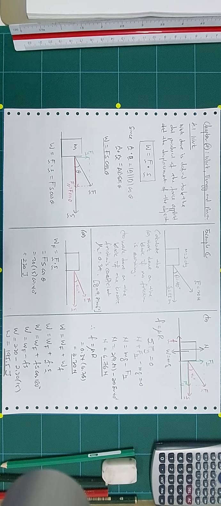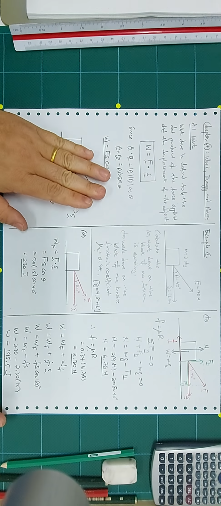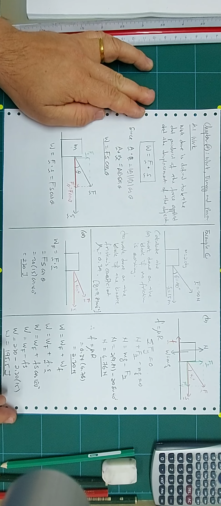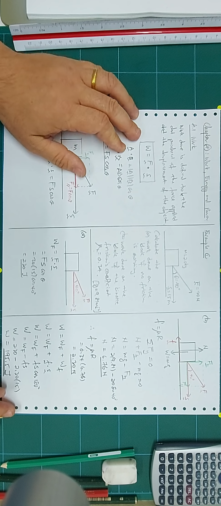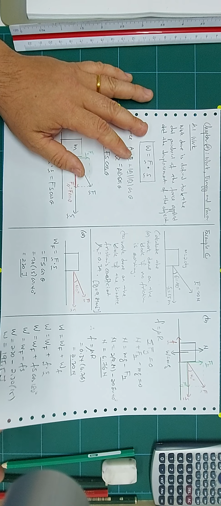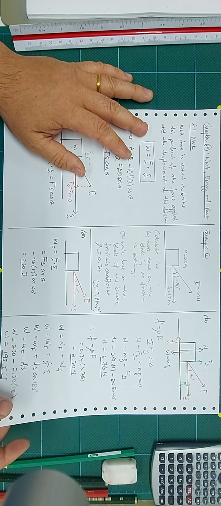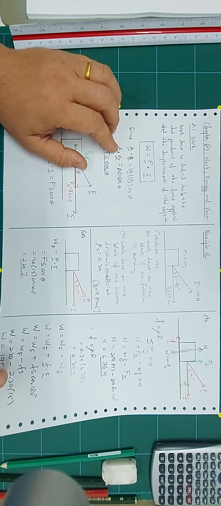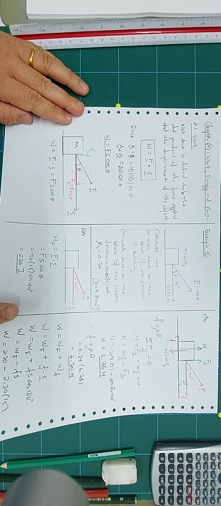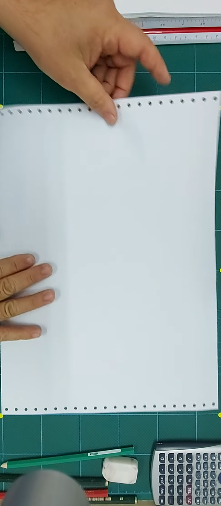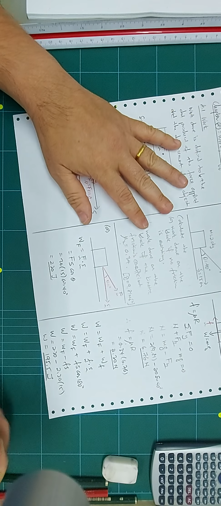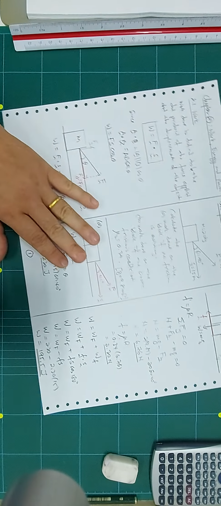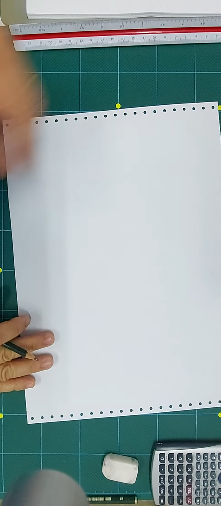Okay, but this one is only on a flat surface. And then we go to the next one, which is how do we get the work done when you have a force displacement graph. That one will still be under force displacement graph. Okay, this is our page number 1. Now page 2.